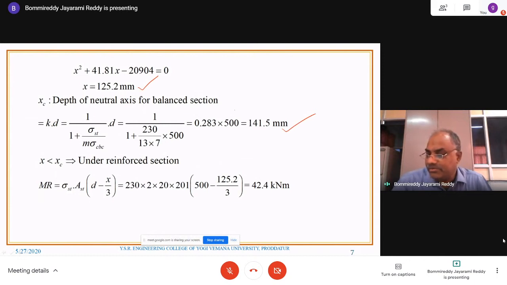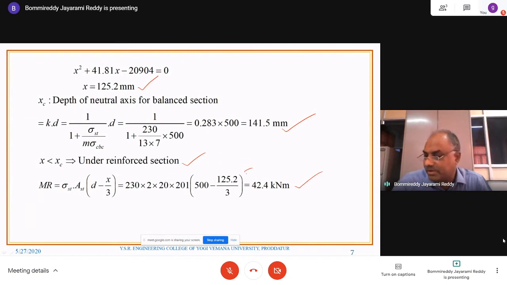Compare these two values. Now X is less than XC. Actual depth of the neutral axis is less than the critical depth. Then the section is called under reinforced section. And moment of resistance will be governed by the steel reinforcement. So sigma ST, AST, D minus X by 3. Substitute the appropriate values and this will be the final value.